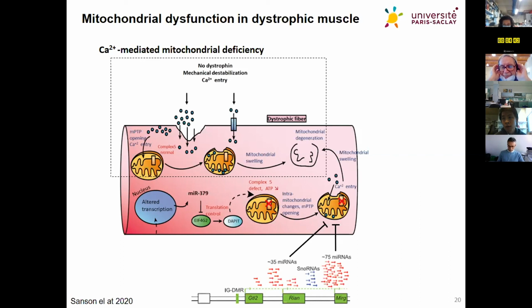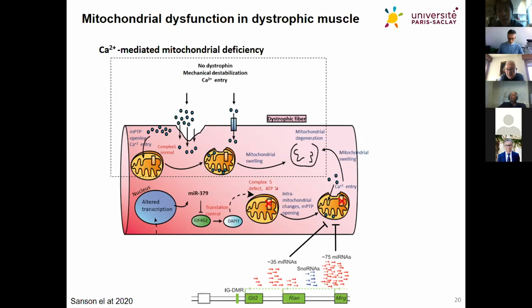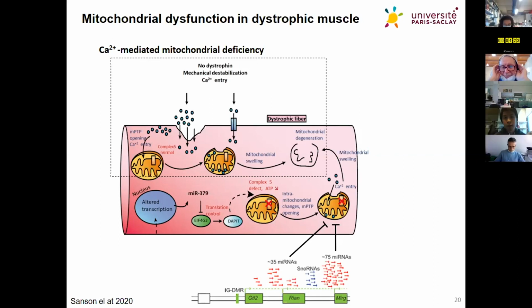So of course we are not really understanding. We do not conclude that the muscle is the only contribution for the upregulation in the serum, but we believe that the muscle is the main contributor here for the upregulation in the serum.